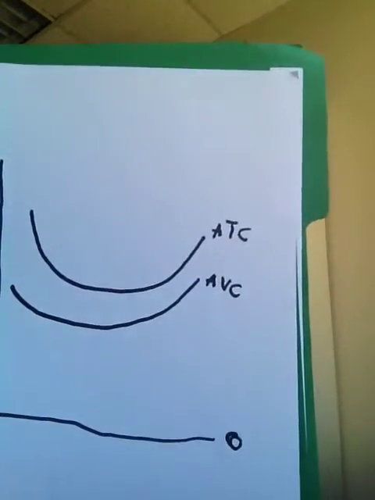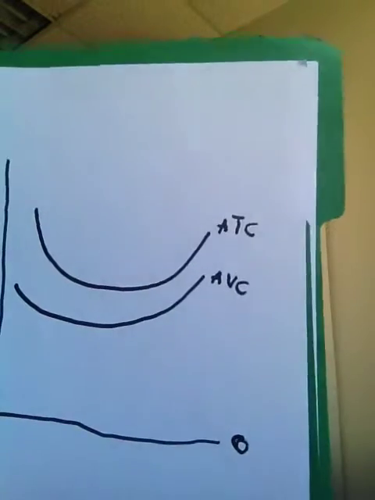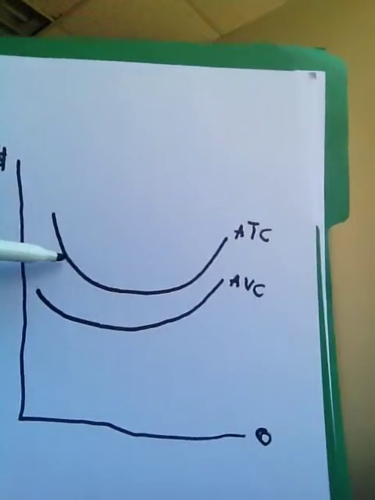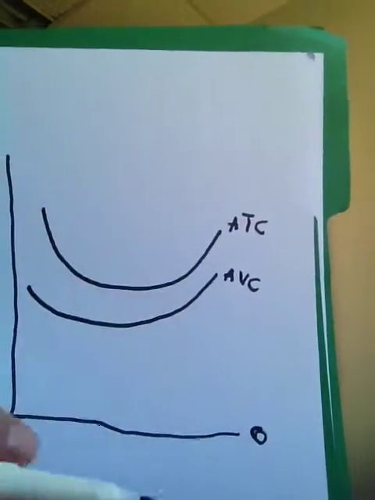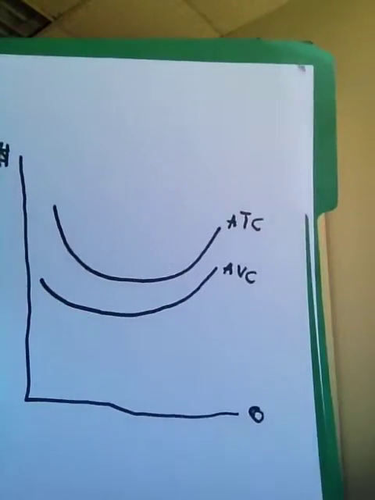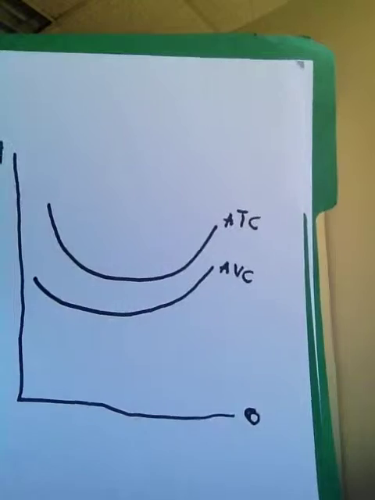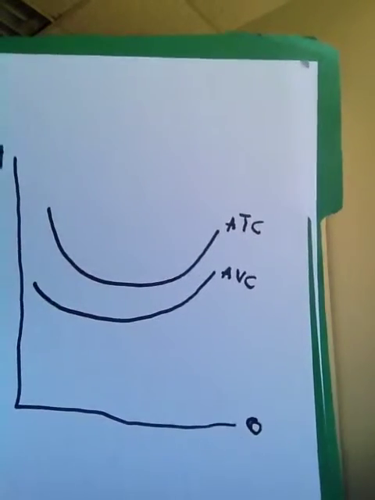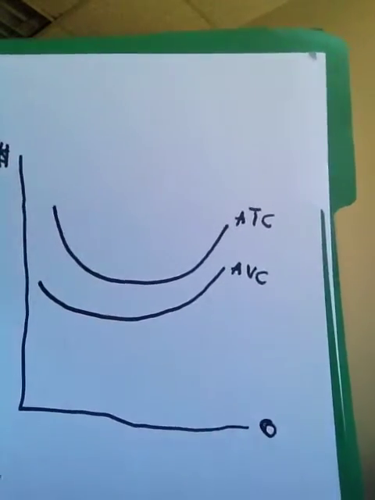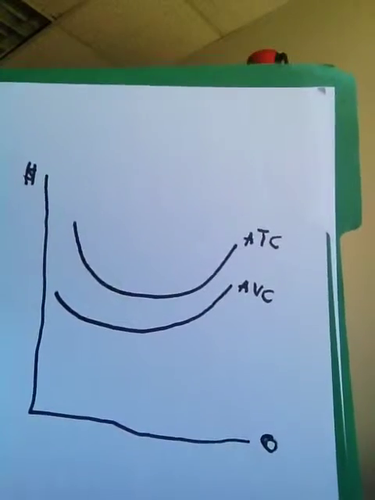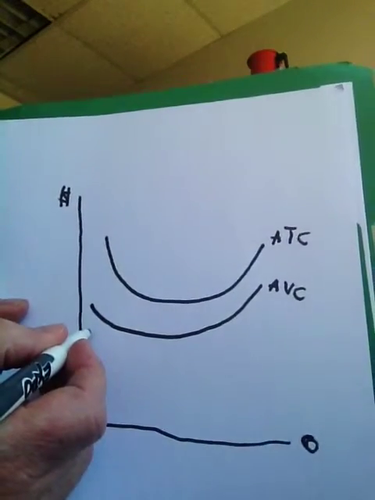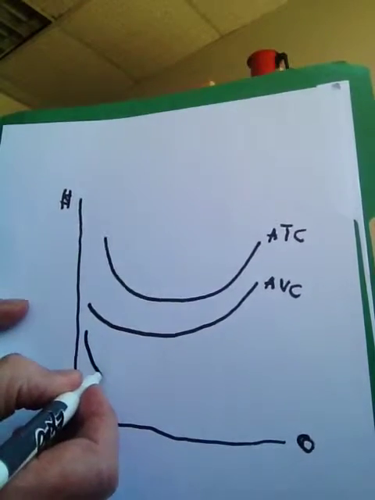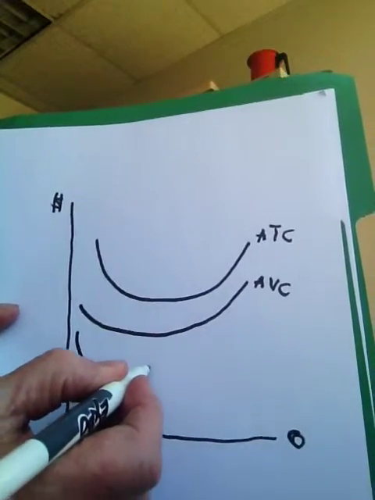Now, we're not going to need to draw in the average fixed cost curve, because the average fixed cost curve is going to be the difference between the average variable and the average total. So we already have that information. What we need to add here is the marginal cost curve. Now, the marginal cost curve is going to look like this. As you know, it's going to go down, it's going to hit some minimum point, and it's going to start rising.